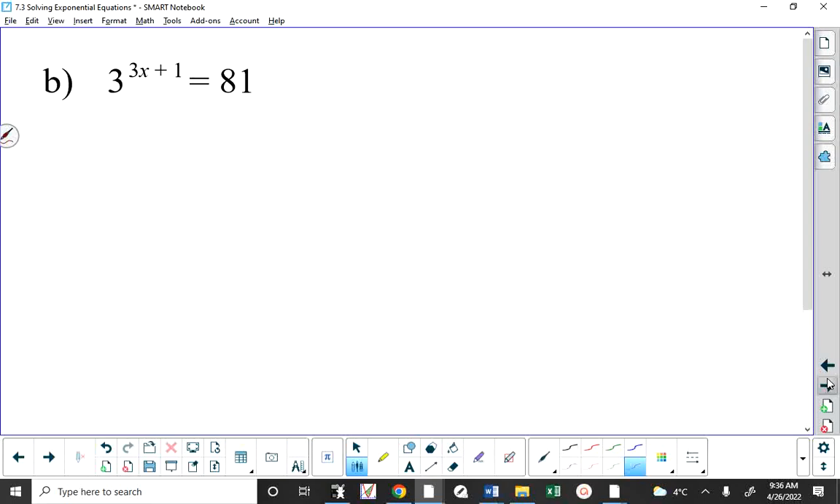3 raised to the 3x plus 1 equals 81. So we have two bases. We have a base 3, and we also have a base 81. I know you may not look at this as a base, but it is, because 81 is 81 to the 1. 81 is a base in this equation. The question is, is there a number that both of these bases can be expressed as for a new base? I hope what I'm about to say is clear.